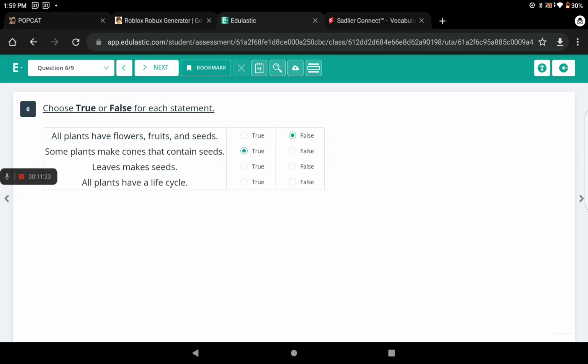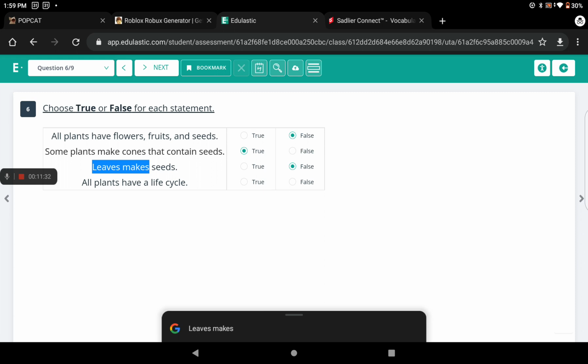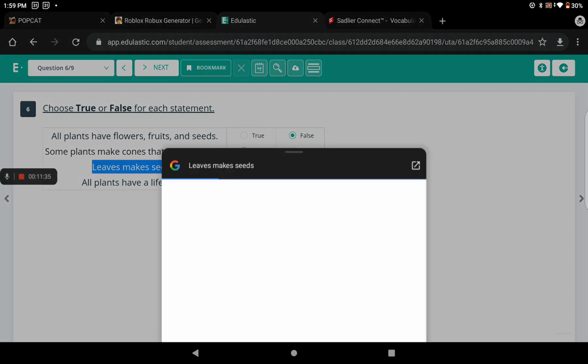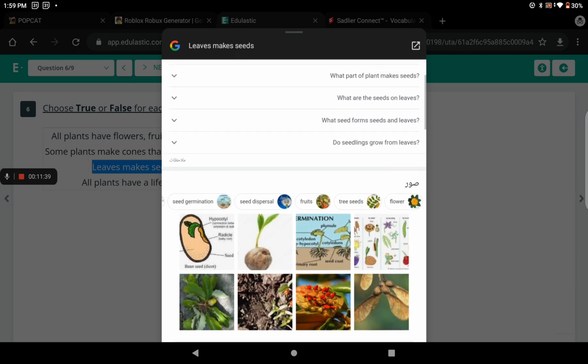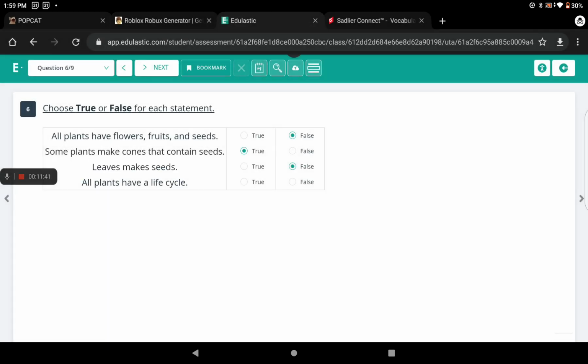Third one. Leaves make seeds. True or false? And our last one. All plants have a life cycle. True or false?